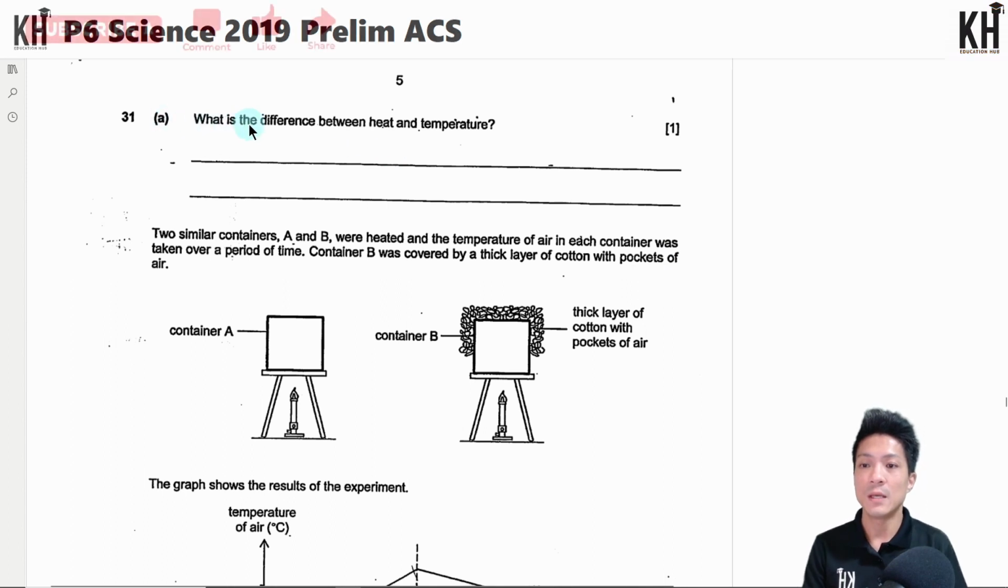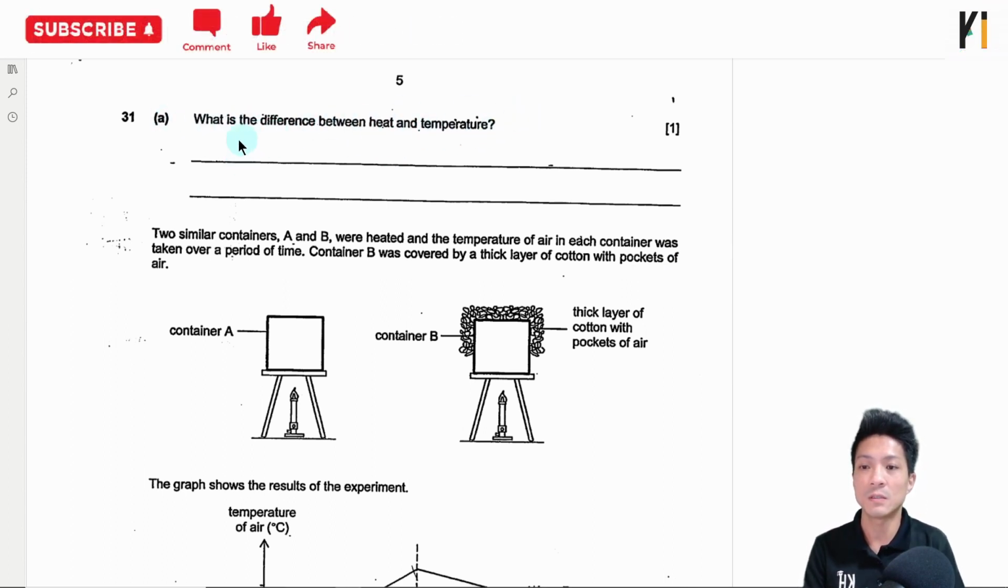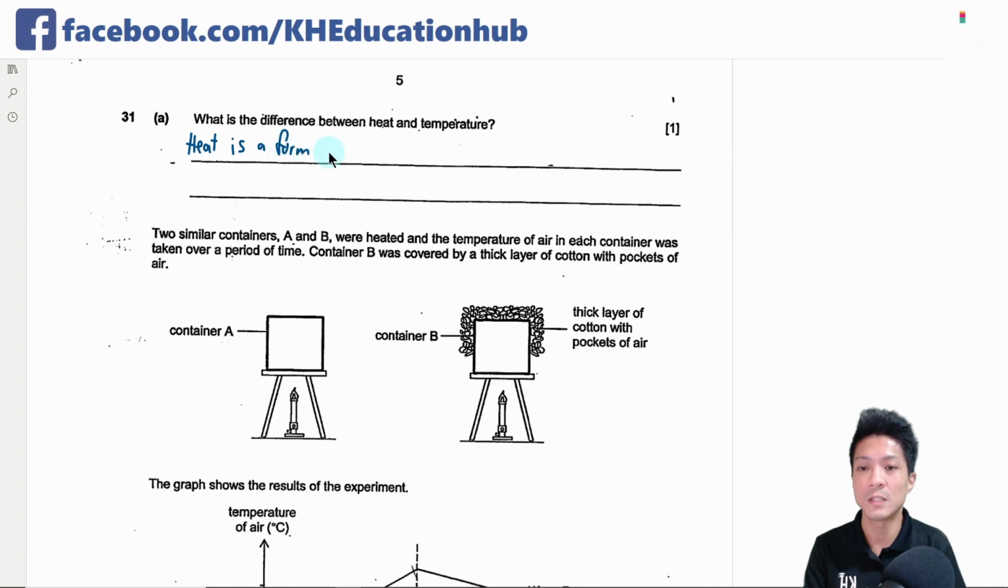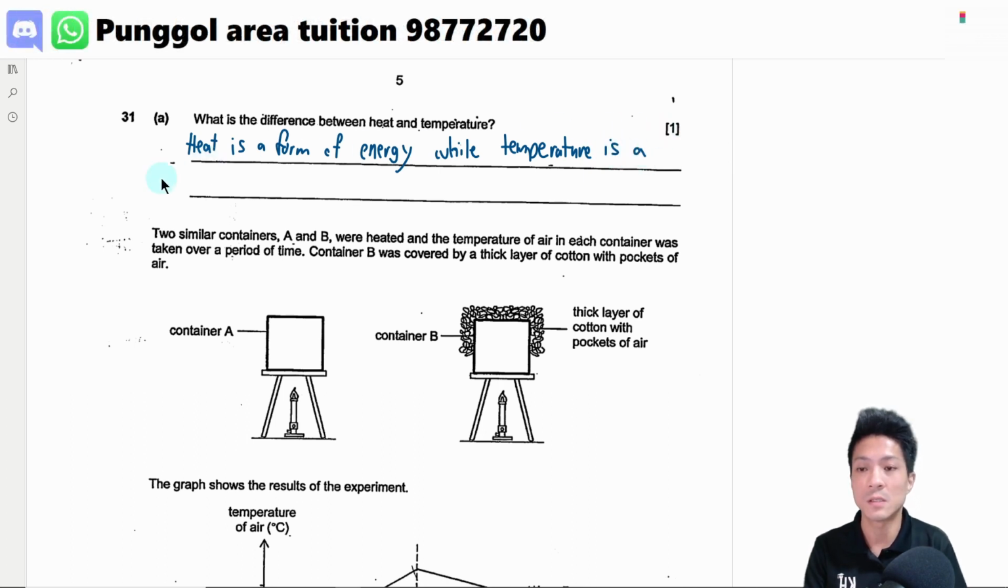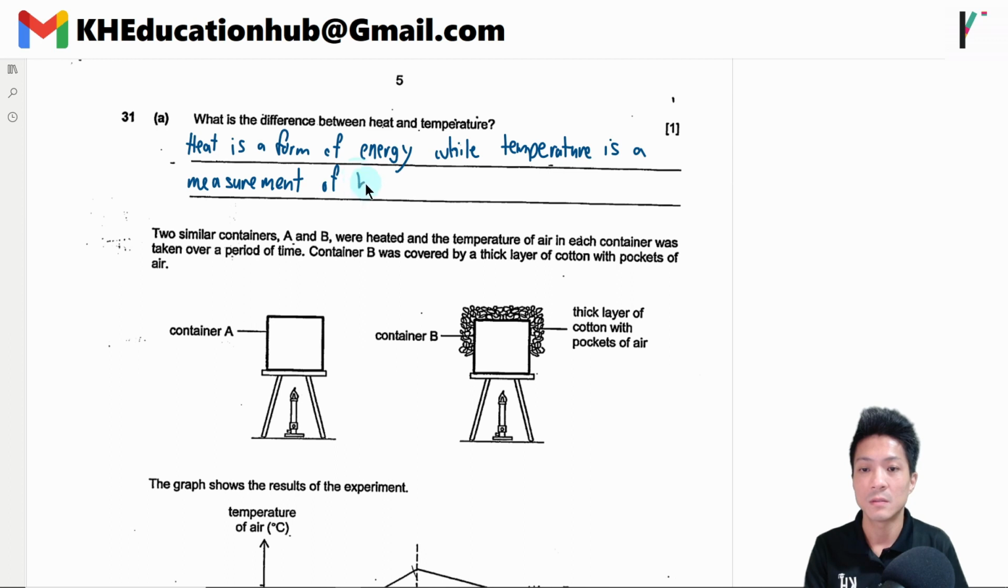Okay, question 31A. What is the difference between heat and temperature? Heat is a form of energy, while temperature is a measurement of how much heat energy.